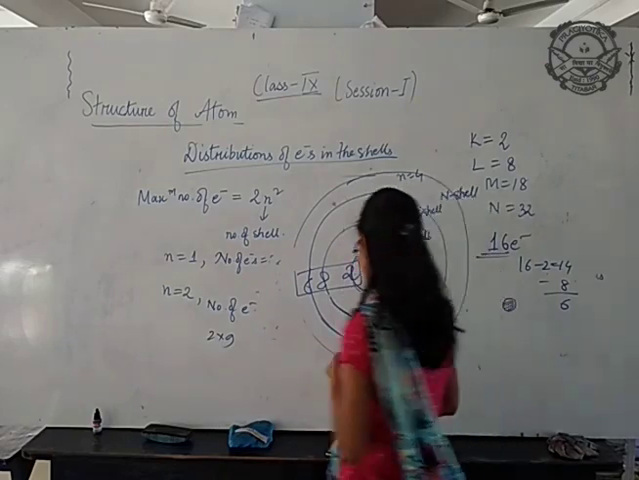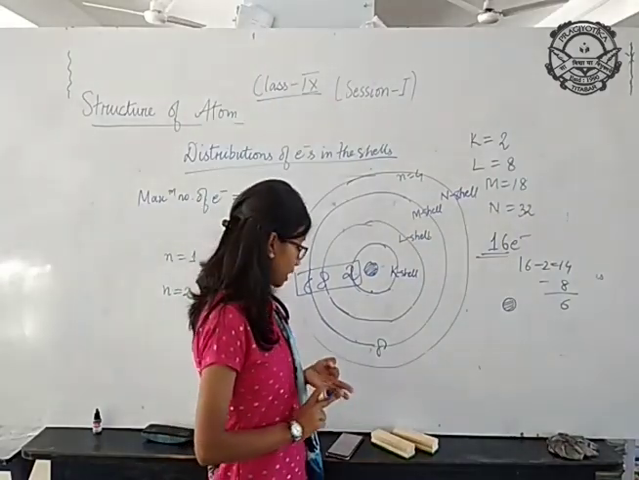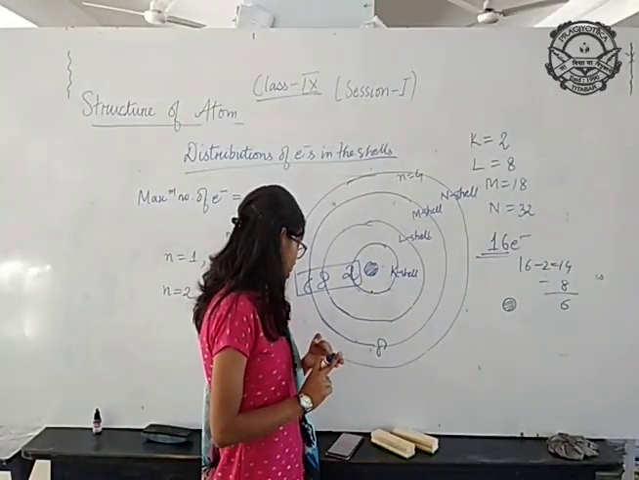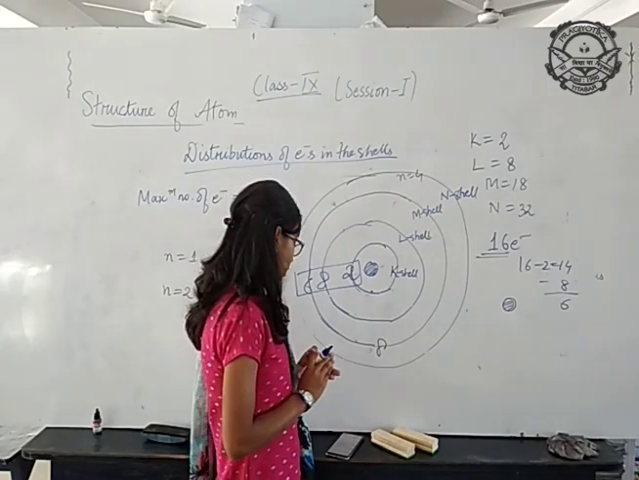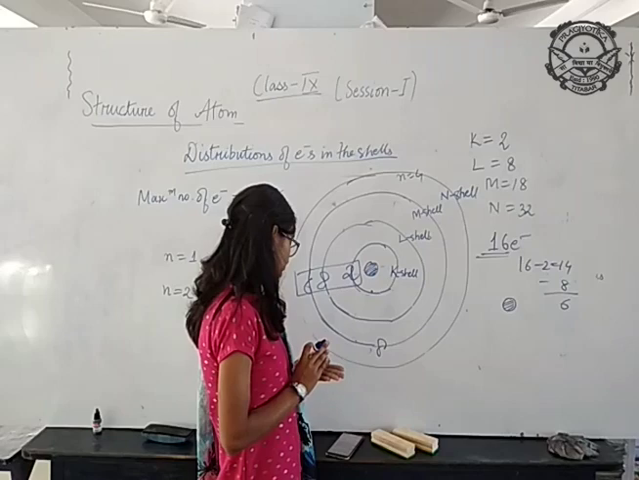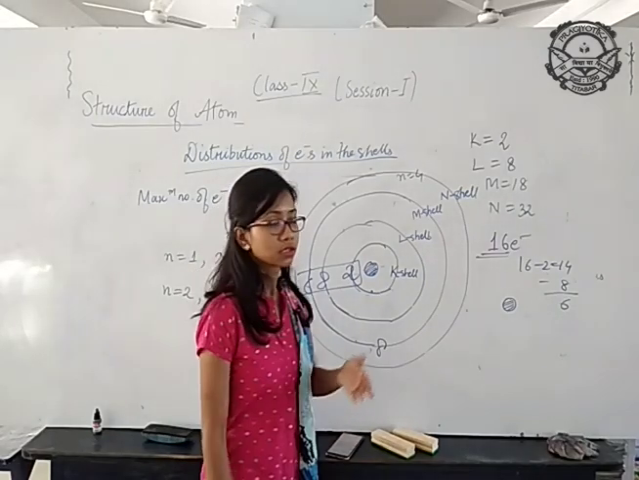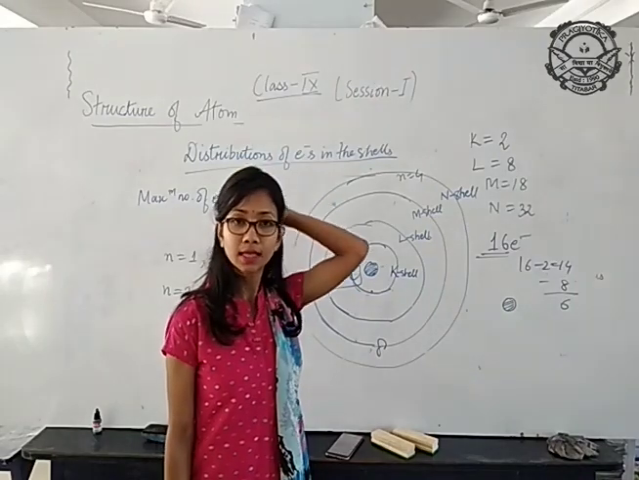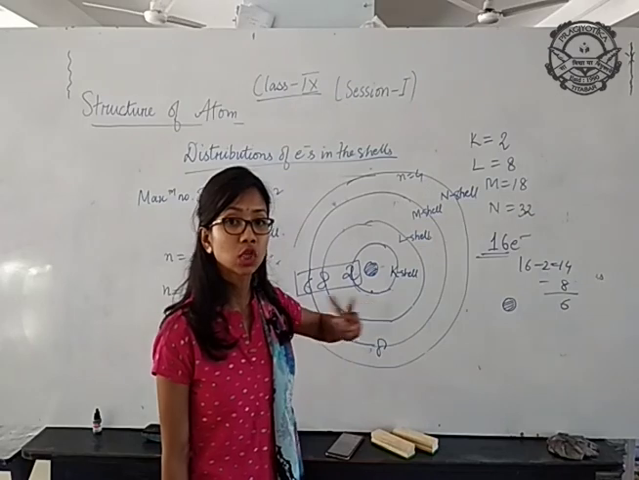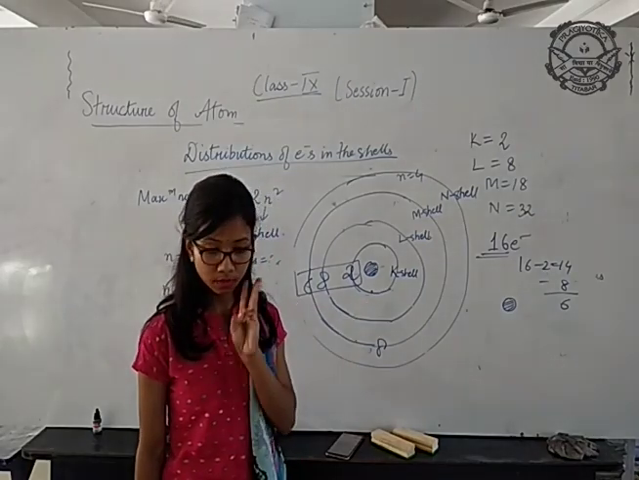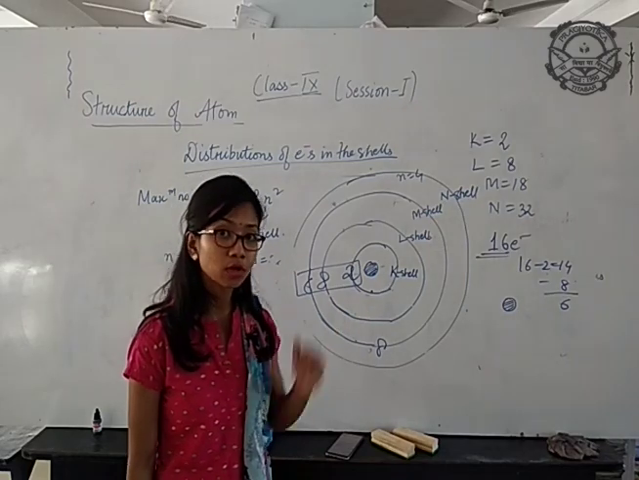Second point, the maximum number of electrons present in the outermost cell is equal to 8. And the third point, the electrons are accommodated in a given cell only when the inner cells are occupied. Unless and until the inner cells are occupied, the outermost orbits are not filled. These three are the main postulates, the main points for the distribution of electrons in an atom according to Bohr's model.